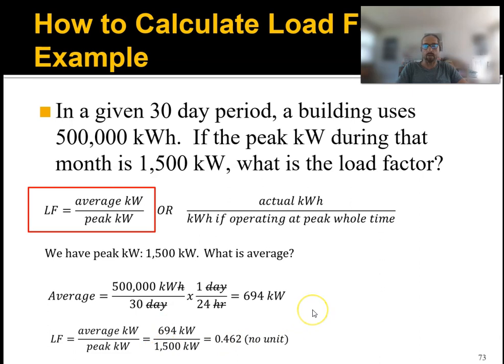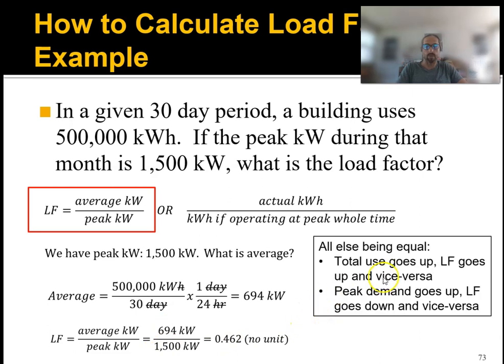So I think you can probably intuit a basic relationship here. If my total use or my average use goes up, my load factor is going to go up, right? So you're just dividing that by the peak. So if the peak stays the same and the total use or the average goes up, load factor is going to go up. Total use or average goes down, that's going to go down.